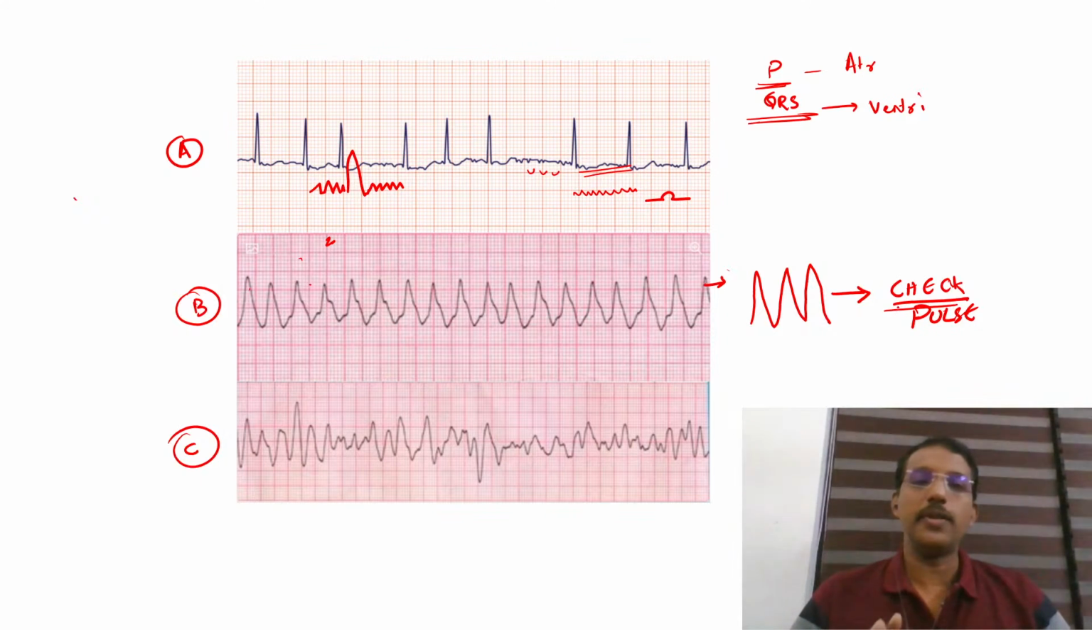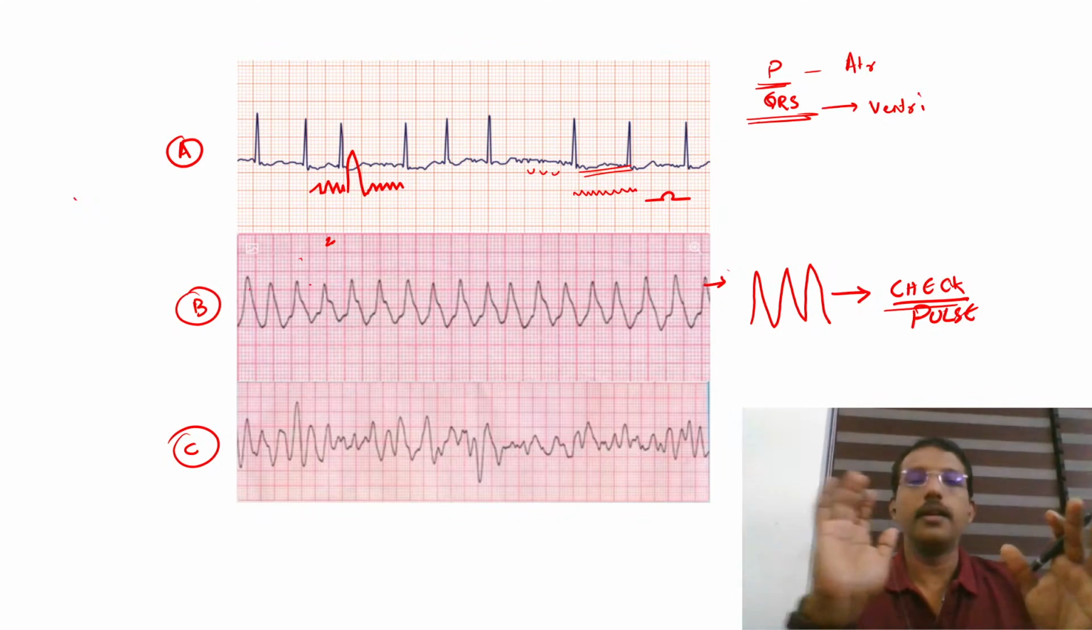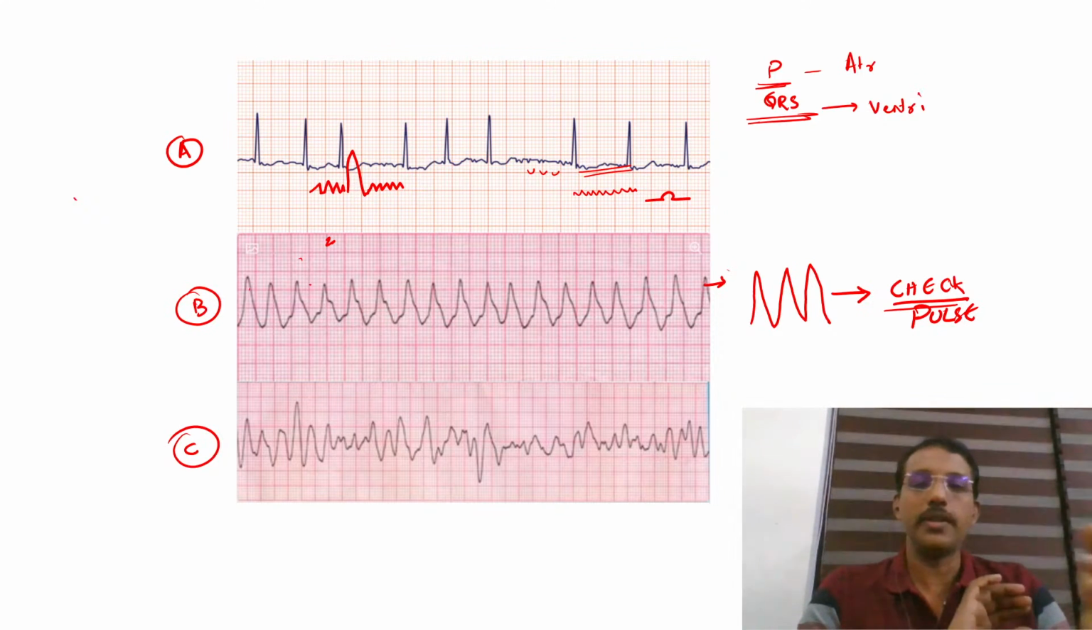Check pulse is the first one you do. If there is a pulse, don't worry, that means you are okay. If there is no pulse, you need to defibrillate. The other patient needs to be monitored, and you should think of the causes and try to control the rate.